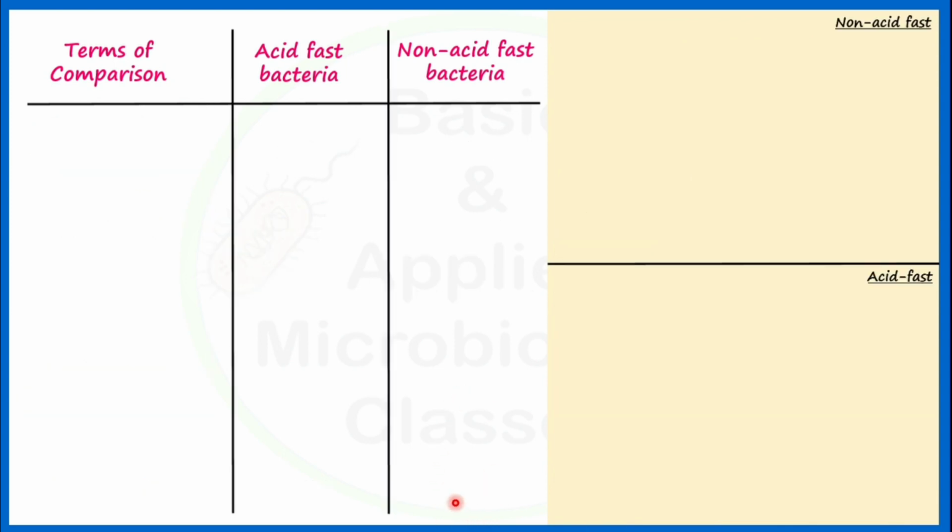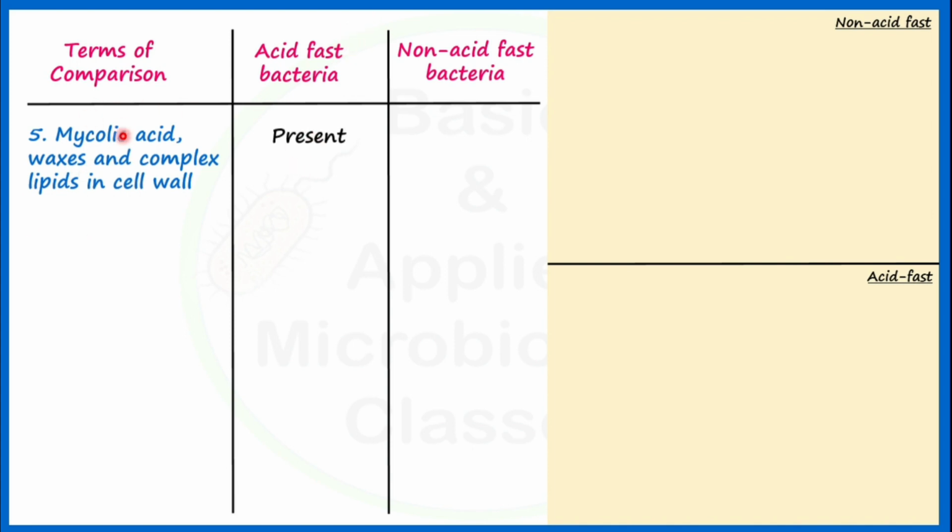Let's see the next point of difference now. Presence of mycolic acid, waxes and complex lipids in the cell wall. If we talk about acid fast bacteria, then in their cell wall these substances are present, and in the cell wall of non-acid fast bacteria these substances are absent, right? Now I will try to show you the presence of these substances with the help of some schematic diagrams.